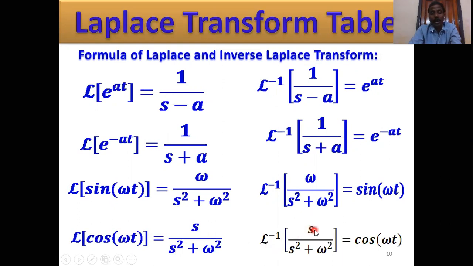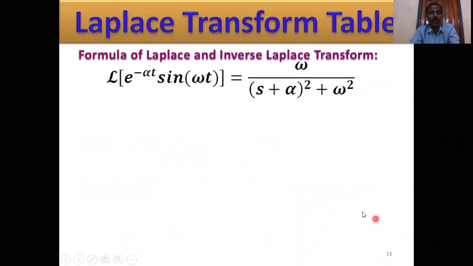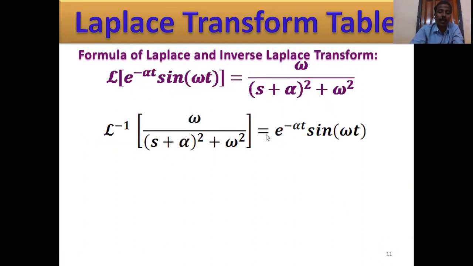Inverse Laplace of s by s square plus omega square equals cos omega t. Other formulas: Laplace transform of e to the power minus alpha t sine omega t. This is a very important formula: omega by (s plus alpha) whole square plus omega square. And the inverse Laplace of omega by (s plus alpha) whole square plus omega square equals e to the power minus alpha t sine omega t.